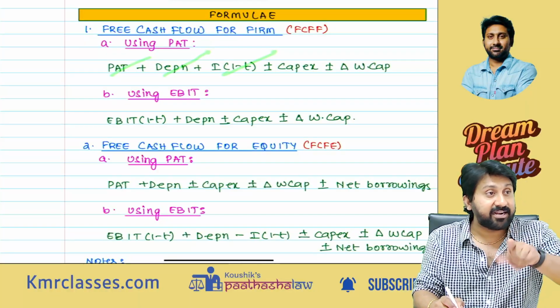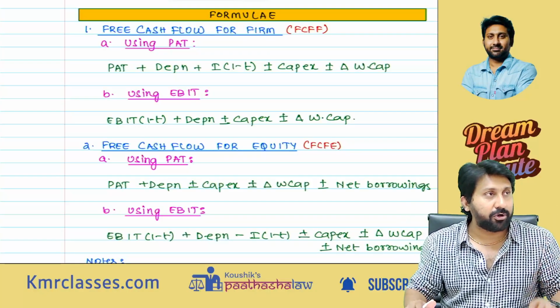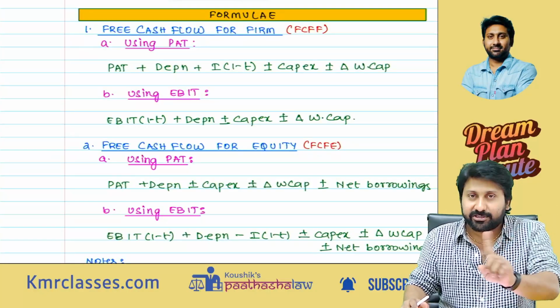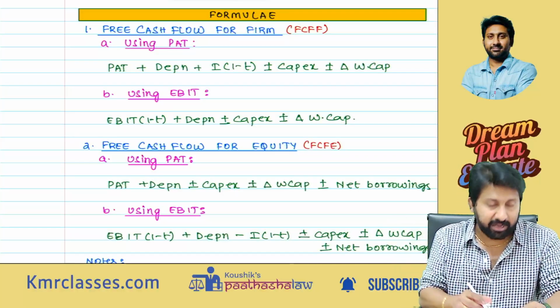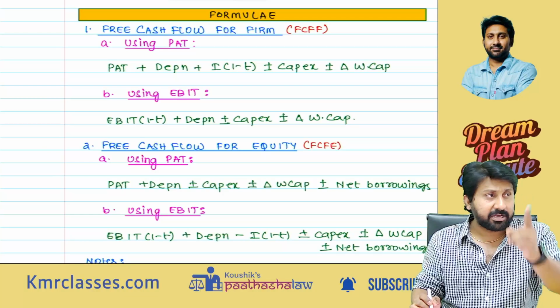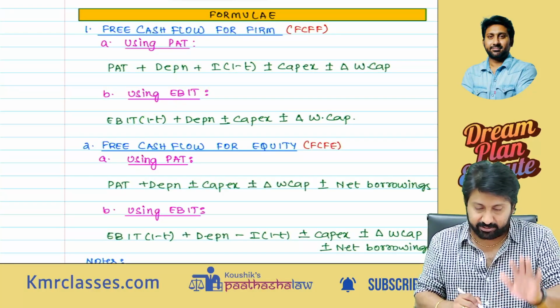Why is interest added? It's a cash flow only, not a non-cash flow. Like every concept, I told you very clearly in the regular batch and the EOB batch, both, the logic of why we do this. This is not the time to learn the concept, just see the formula. PAT plus depreciation plus I into 1 minus T plus or minus capex plus or minus change in working capital, or through EBIT into 1 minus T.